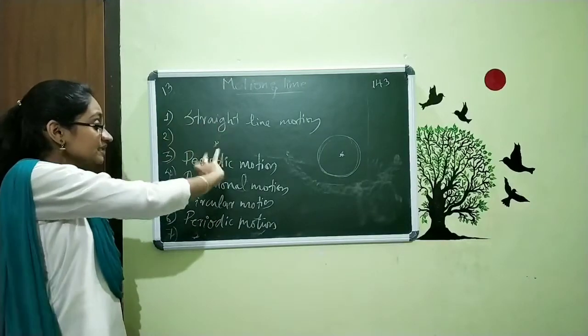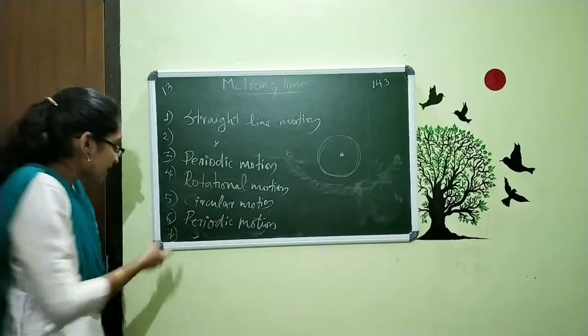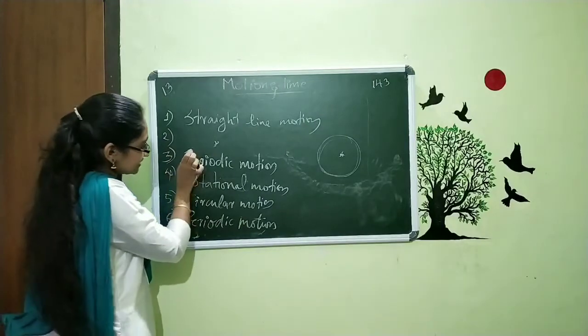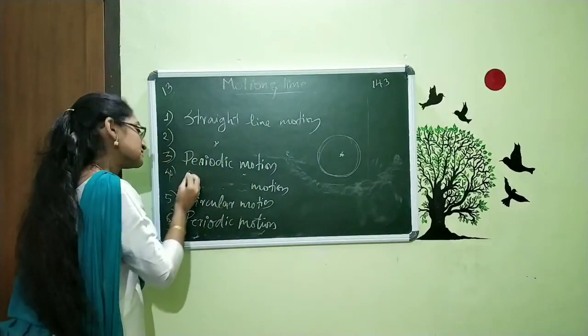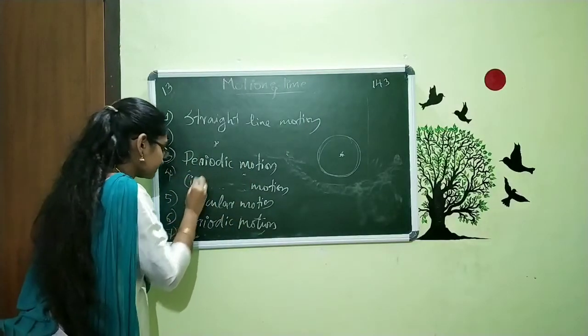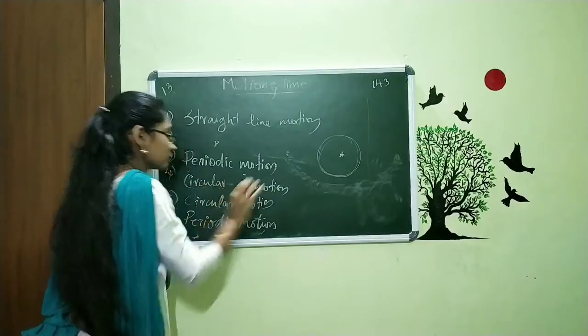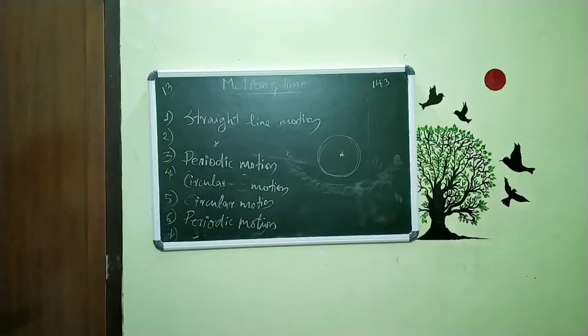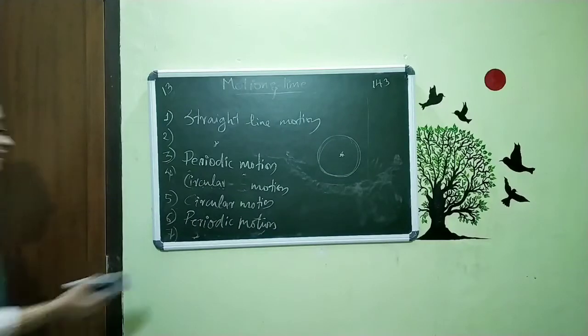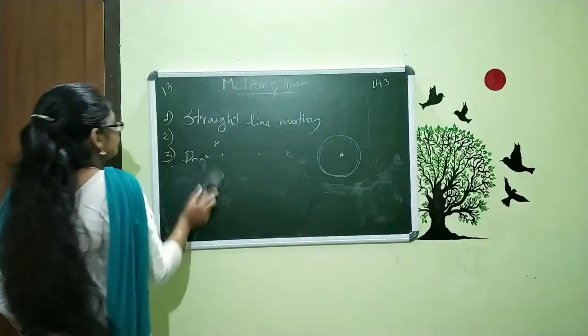So these are the answers for this, and check your answers. If you have any wrong answers, please correct them. And here I wrote rotational motion. You can also write it as circular motion. Both are the same. Circular motion. This is all about this area. Now we are moving to the next topic.